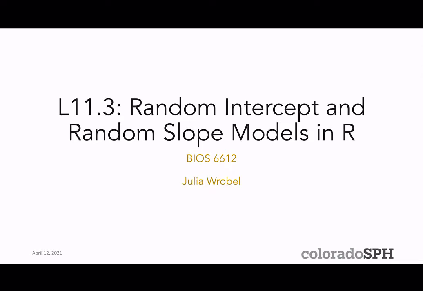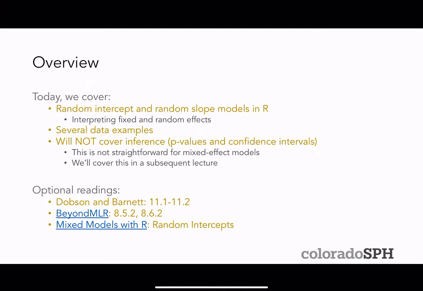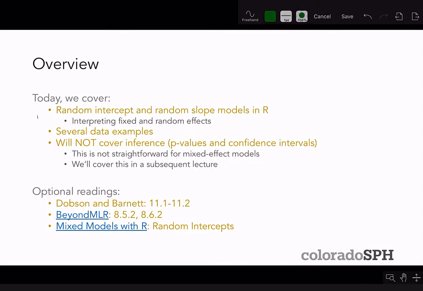In lectures for week 11, we're talking about random effects models, and in this lecture in particular, we're going to talk about random intercept and random slope models and how to implement them in R, as well as interpret fixed and random effects. We're not going to cover in this particular lecture is inference, like p-values and confidence intervals for those models. It's not as straightforward for this type of model as it is for cross-sectional data models, and so we're going to cover that separately in the next lecture.